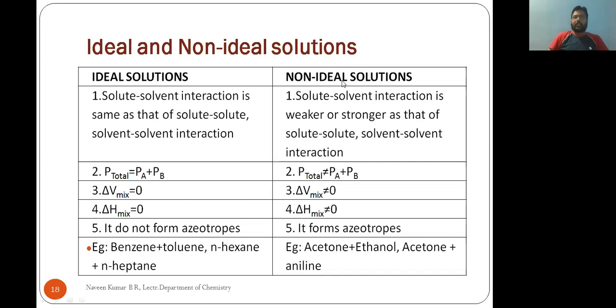Again, in non-ideal solutions, we have two types based on the deviation shown. If the solution shows positive deviation from Raoult's law, it is a positive deviation showing solution. If the solution shows negative deviation from Raoult's law, it is a negative deviation showing solution. Now, what are the main causes for these deviations, or for behaving as ideal? We'll discuss now in the form of comparative statements.